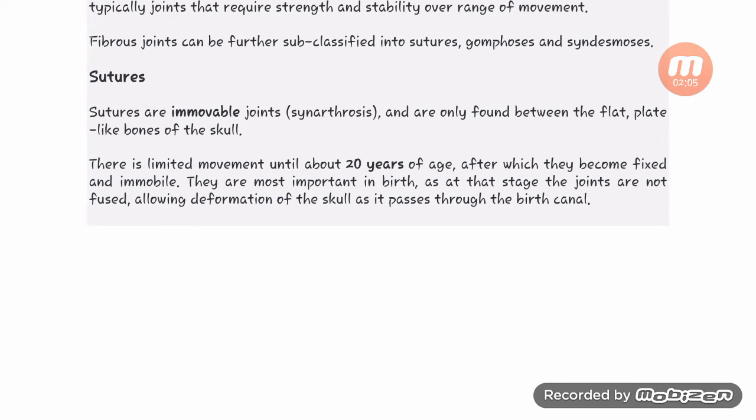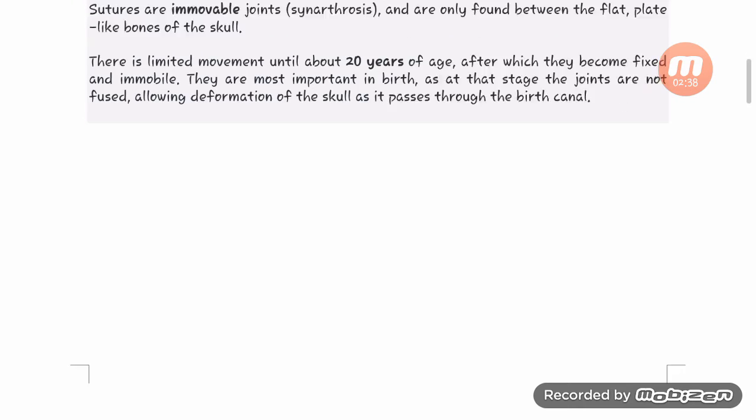So first let's see what are sutures. Sutures are immovable joints, meaning synarthrosis, which we have studied earlier, and are only found between the flat plate-like bones of the skull. There is limited movement until about 20 years of age, after which they become fixed and immovable. They are most important at birth, as at that stage the joints are not fused, allowing deformation of the skull as it passes through the birth canal.